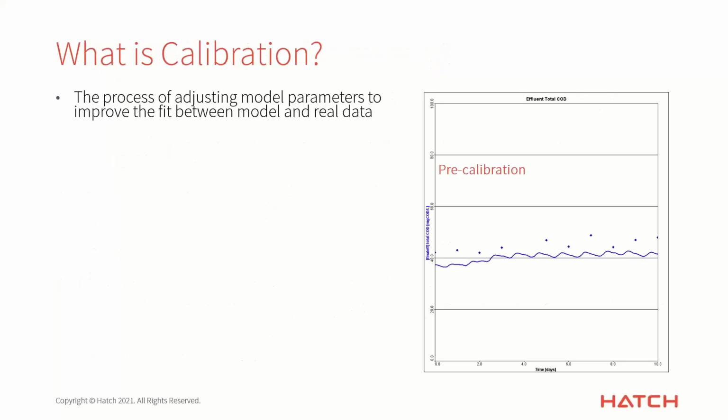All right, so what is calibration? Many people probably have a good idea of what calibration is, but our definition is that it's the process of adjusting model parameters to improve the fit between model and real data. You can see here on the right I have this effluent total COD plot, pre-calibration, and if I click that animation, we can see it post-calibration. I adjusted a few parameters, and now we can see that the model prediction is much more closely tracking the real data.